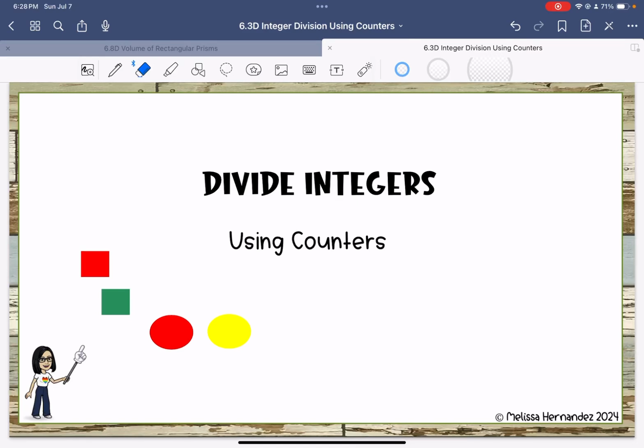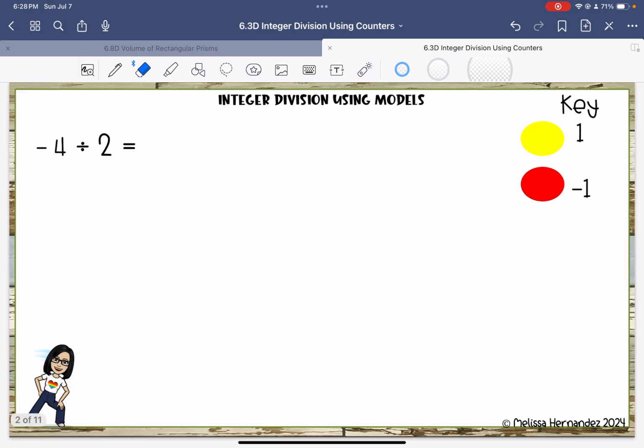Today's video, we're going to practice dividing integers, but we're going to use counters to model our problems. Okay, so let's refresh our memory on what a counter is. The yellow side is 1 positive, and the red would be the opposite of a positive, so it would be 1 negative.